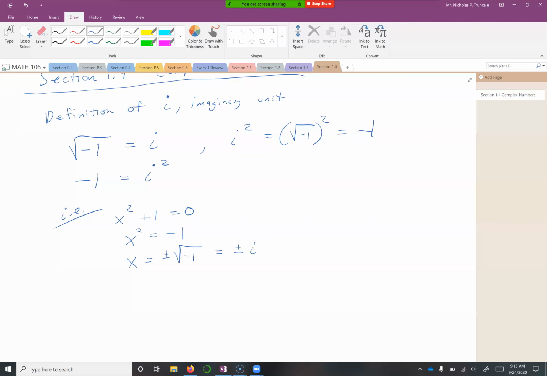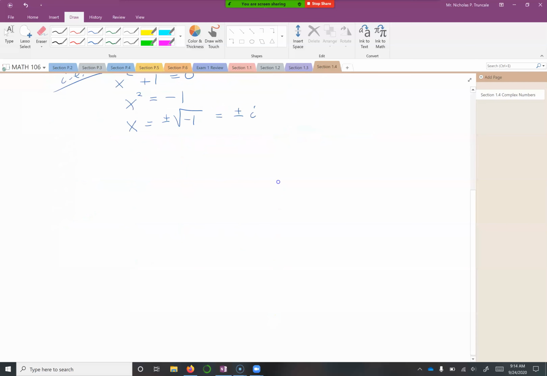All right. So does that make sense? Everyone is okay with my definition of i, the imaginary unit. Again, you've probably seen this at some point in your life. So it's just a definition. All right, so now that we're okay with this, let's define a complex number.